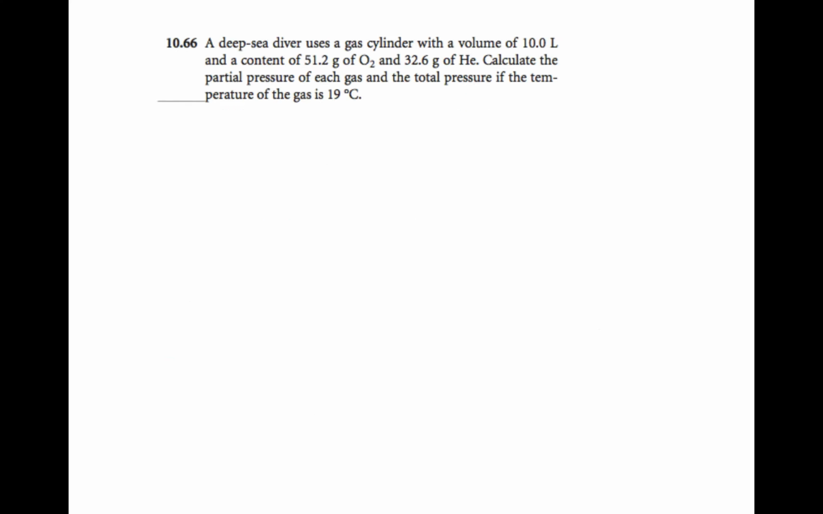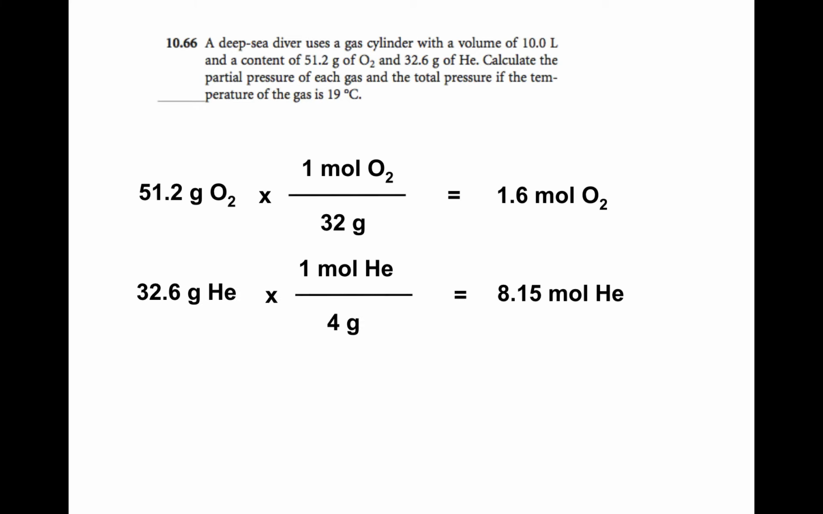A deep sea diver uses a gas cylinder with a volume of 10 liters and a content of 51.2 grams of oxygen and 32.6 grams of helium. I think I've talked about this before, right? They use helium because it's less reactive than nitrogen under pressure. Calculate the partial pressure of each gas and the total pressure if the temperature of the gas is 19 degrees Celsius. All right, so they gave us grams of both gases. The first step would be use the molar mass of each gas to convert to moles.